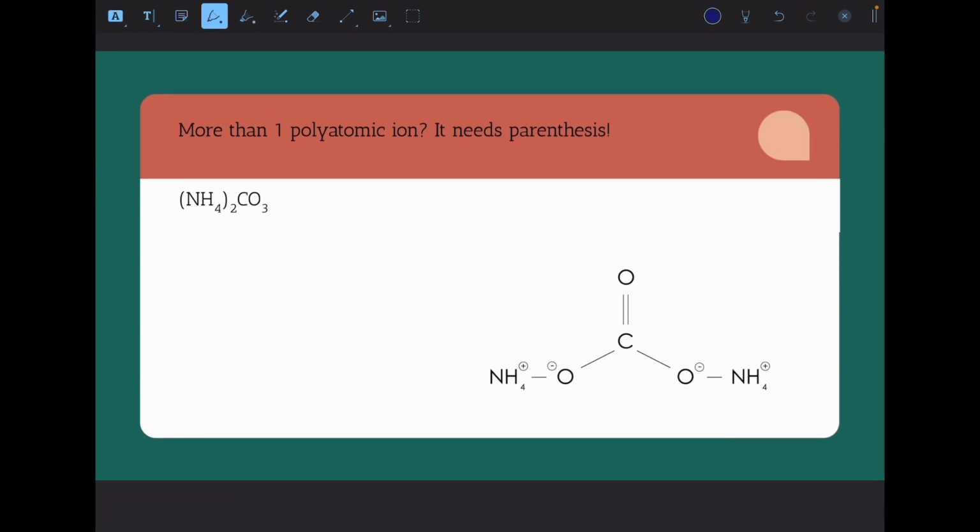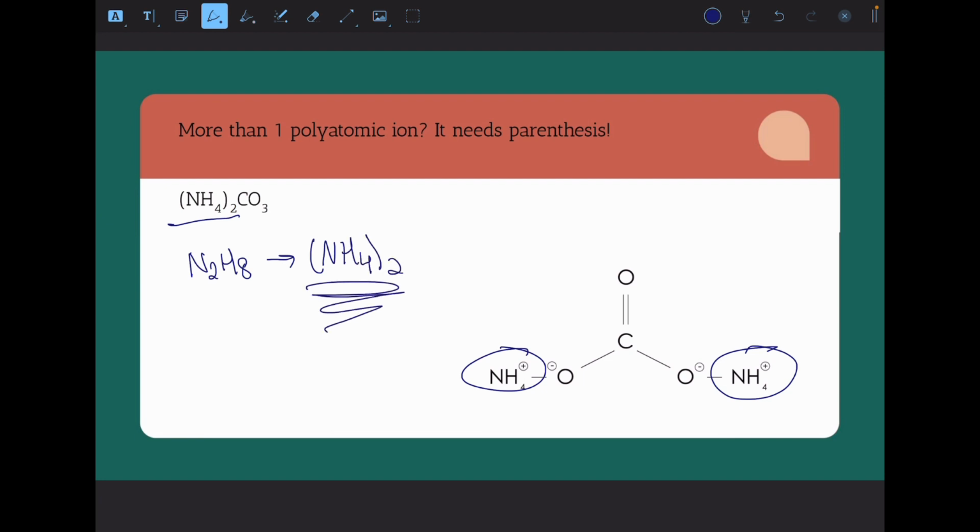If I've got 2 NH4s, that means that there's these 2 right here. They are separate from each other. They're not bonded together, which is why we wouldn't just write this as N2H8, but instead as (NH4)2. The reason we do this is because I'm telling the chemist these are 2 separate groups that don't stick together but are chemically unique in their own way.